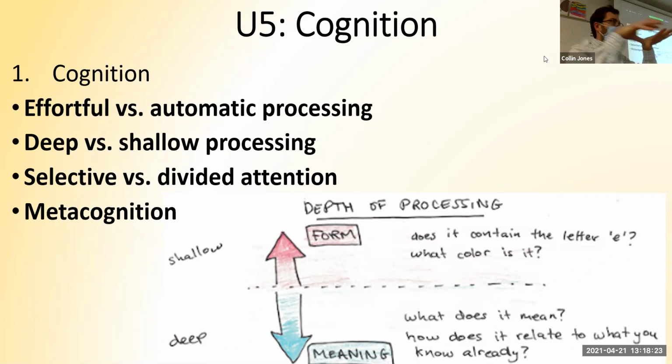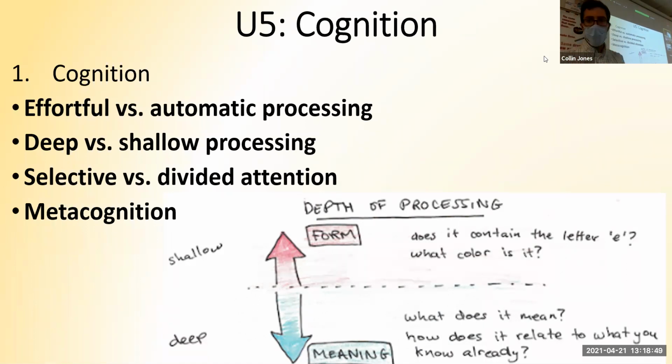Same thing, deep versus shallow. Deep processing is when you really get the meaning. So like if I present a new word to you, or if I present a word in Spanish to you, okay, a shallow form of processing would be like if I'm asking you, does it have the letter E in it? What color font is it? How big was the word?